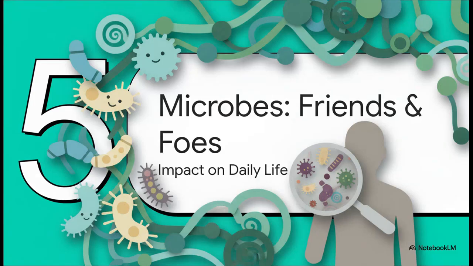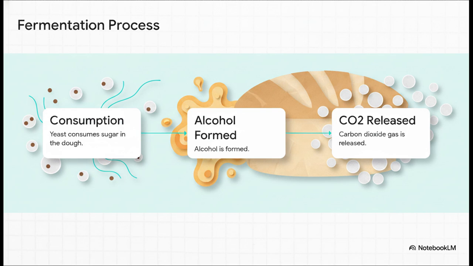Scientists literally have to use super powerful electron microscopes just to catch a glimpse of them. And that brings us to Section 5, Microbes, Friends and Foes. Let's look at their everyday impact. Zooming all the way back out to our human scale, do you remember that little riddle from the start of the explainer about how we're connected to yeast? Well, here's the secret to how yeast actually makes your bread rise.